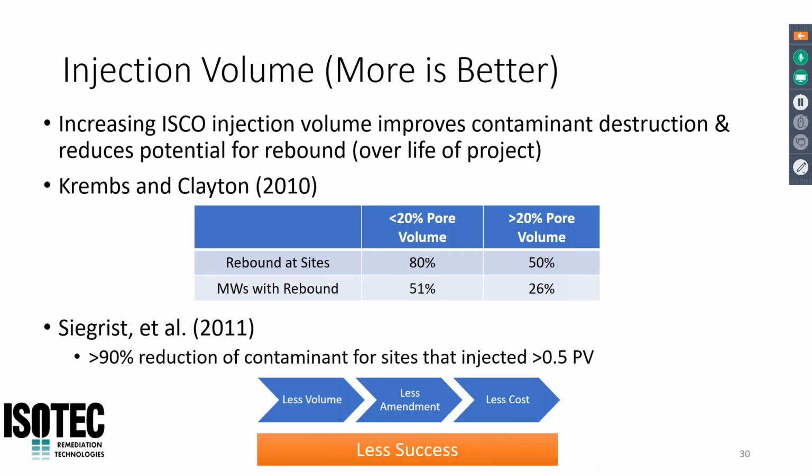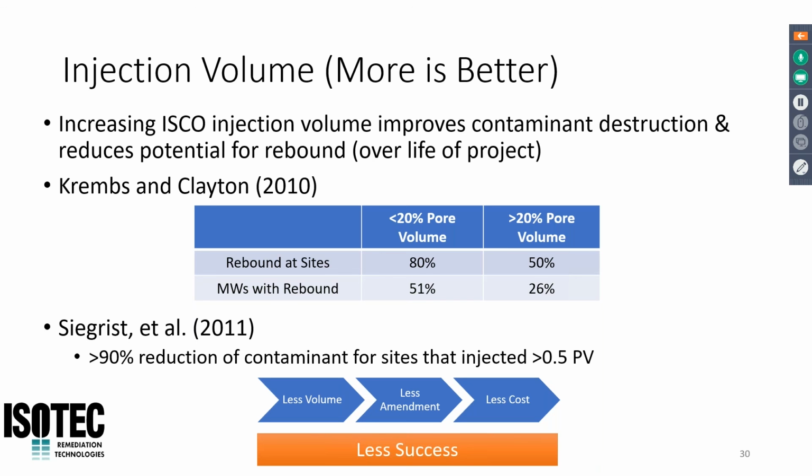And then Seagrass et al. looked at 50% of the pore volume over all of the injections as their threshold, and they were finding on average greater than 90% contaminant reduction at sites that did that. So with an ISCO site, you're often planning on two, maybe three injections. And if you're doing more than 20% each event, then you're definitely doing more than Krems and Clayton recommend, and you're probably getting up into this 50% pore volume.